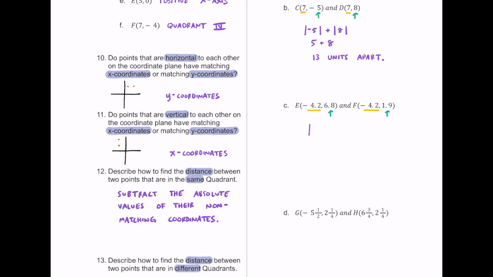Take the one that has a greater absolute value first, which is 6.8. Then take away the number with a smaller absolute value, which is 1.9. The absolute value of 6.8 is just 6.8, and the absolute value of 1.9 is 1.9. So what is 6.8 minus 1.9? Let's do that subtraction on the side. Let's borrow, make that a 5, make this 18. 18 minus 9 is 9, 5 minus 1 is 4. So 6.8 minus 1.9 means these 2 points are going to be 4.9 units apart.